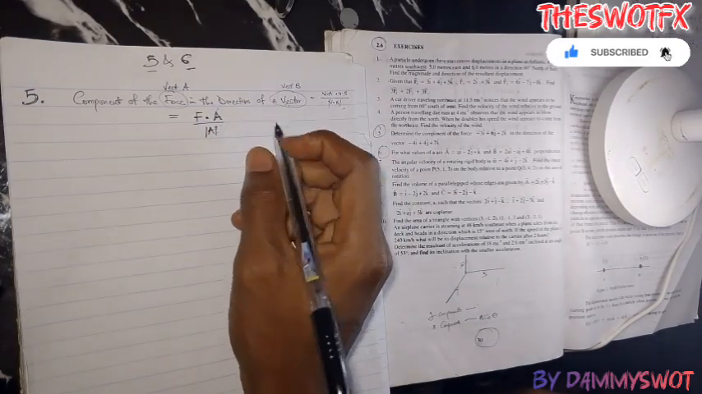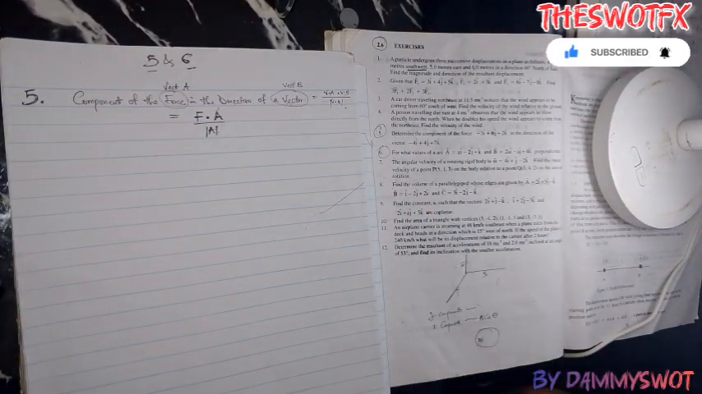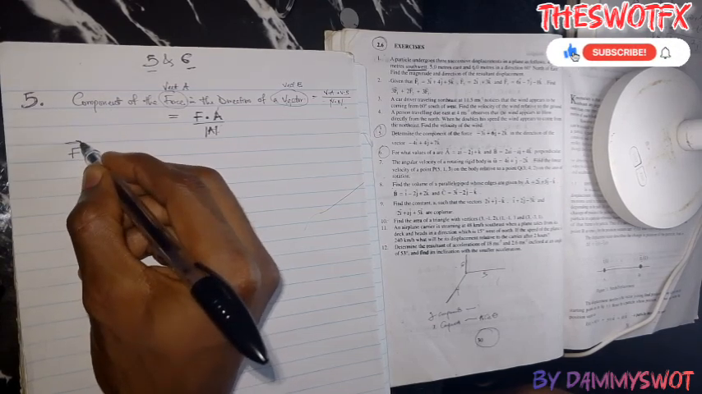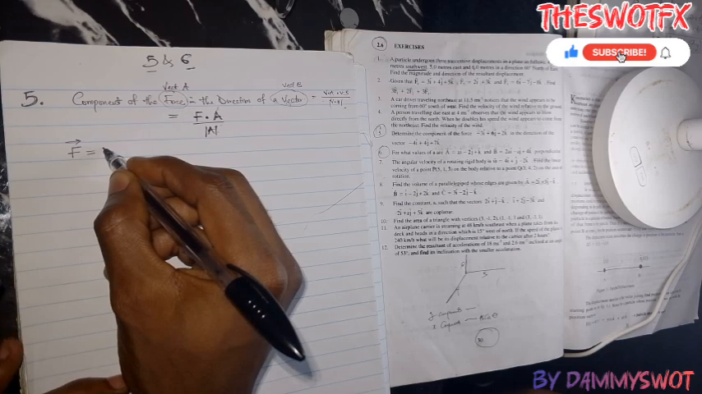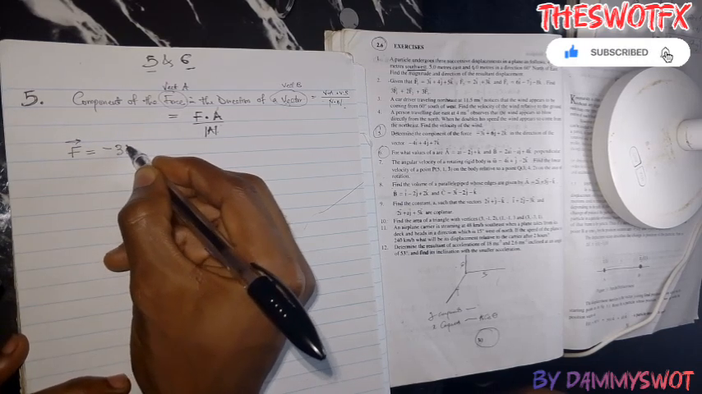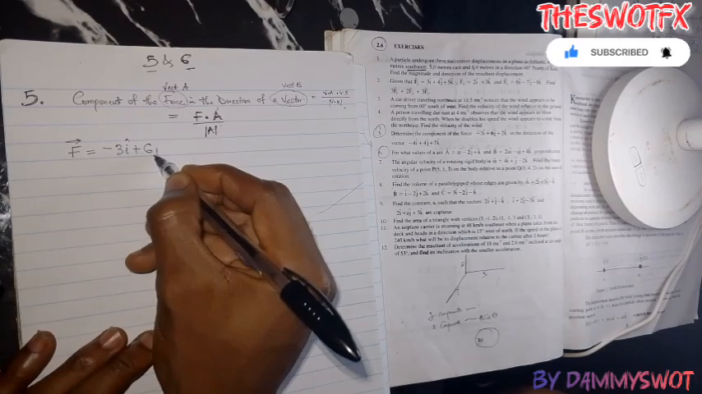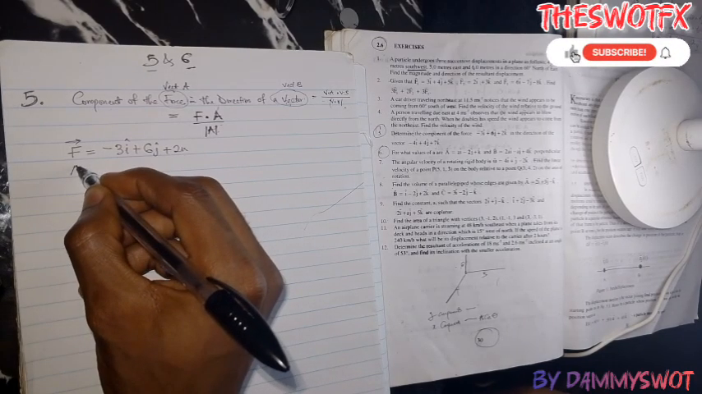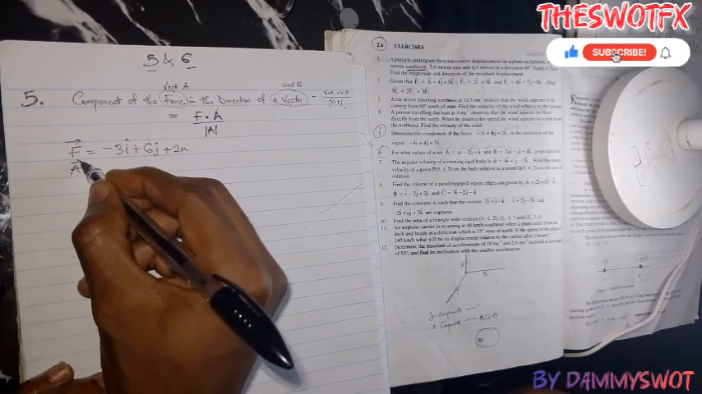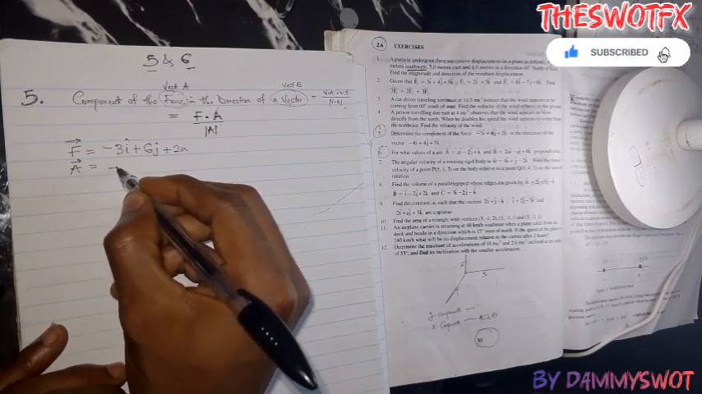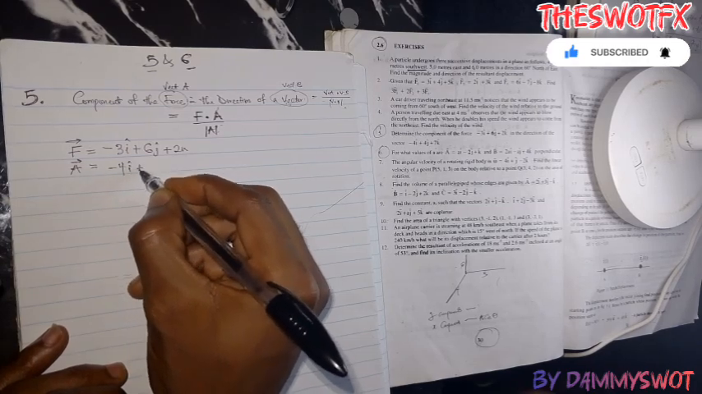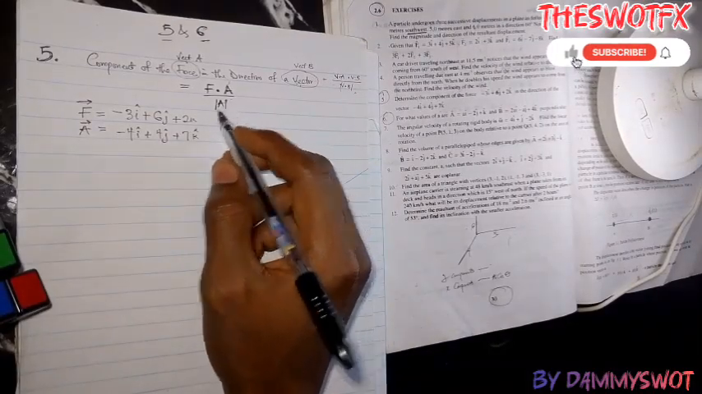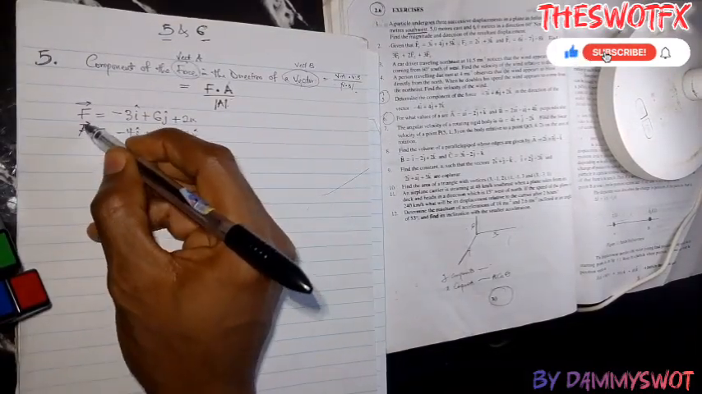Without wasting time, we just need to go straight to the understanding that our force was given from the question as minus 3i plus 6j plus 2k. Then let's just assume our vector A is minus 4i plus 4j plus 7k. So we already have our force and our vector given.